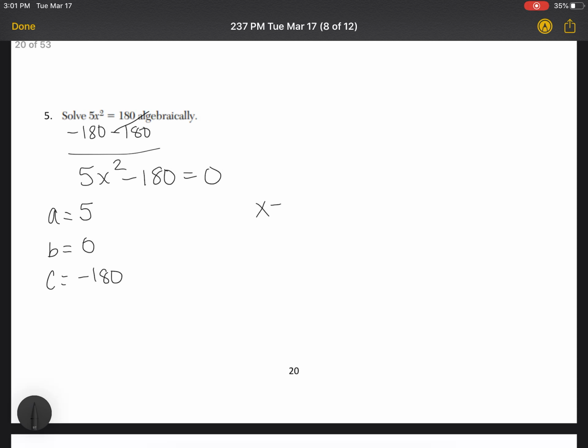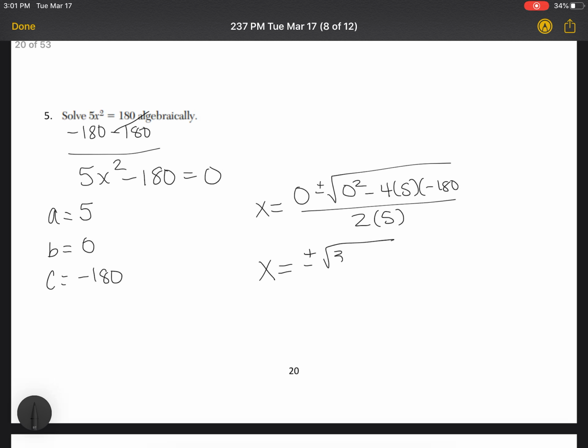Plug that into the quadratic formula. x equals -b is just 0, plus or minus the square root of 0 squared minus 4 times a times c, all divided by 2 times a, which is 5. Under the square root symbol, since I'm doing 0 plus or minus, I can just get rid of the 0 and just keep the plus or minus. I end up getting 3,600 divided by 10. If you take the square root of 3,600, you do get 60.